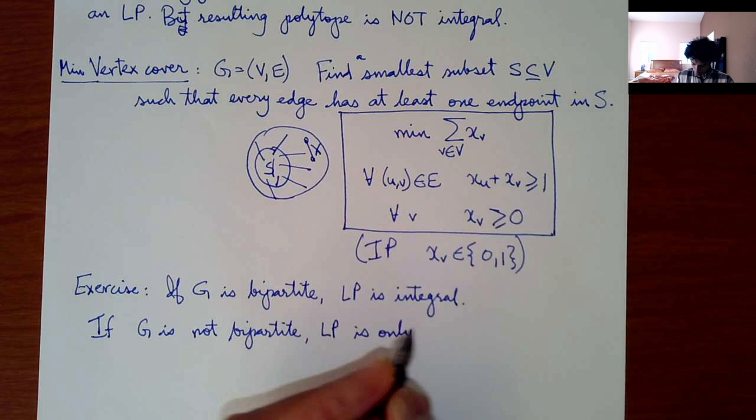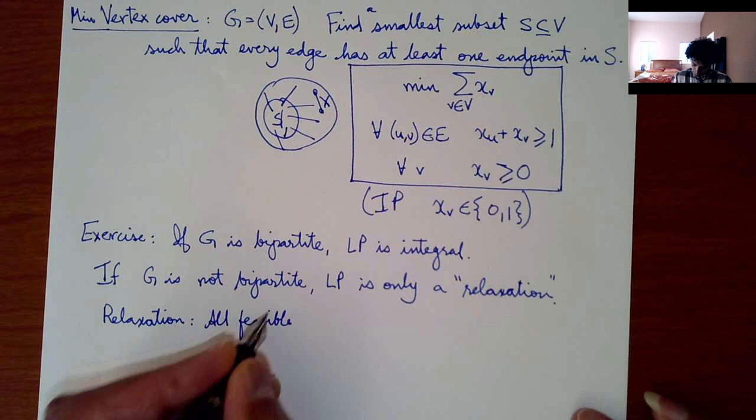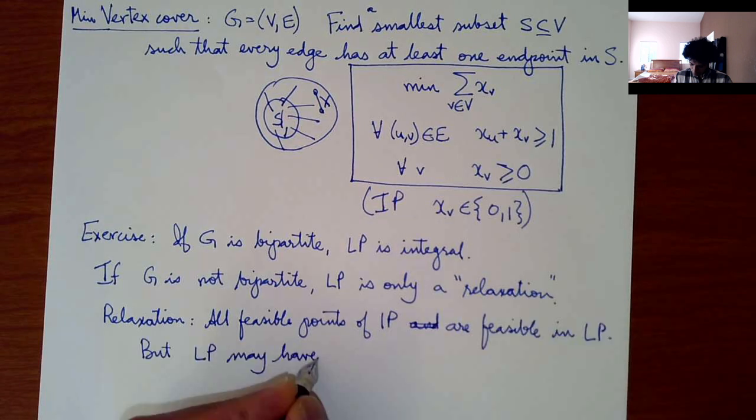So what does relaxation mean? Relaxation means that all feasible points of the IP are feasible in the LP, but the LP may have non-integral vertices.